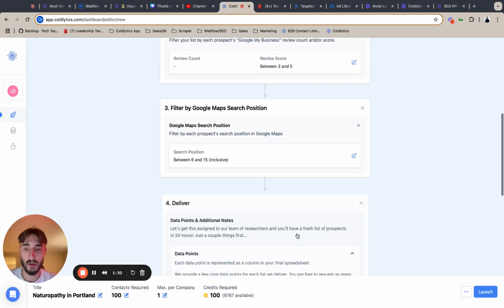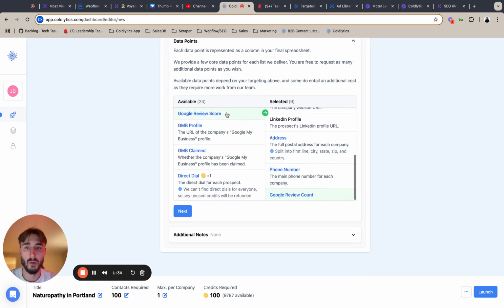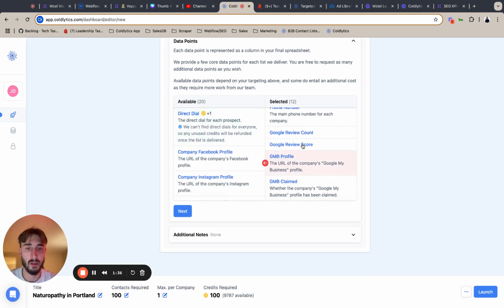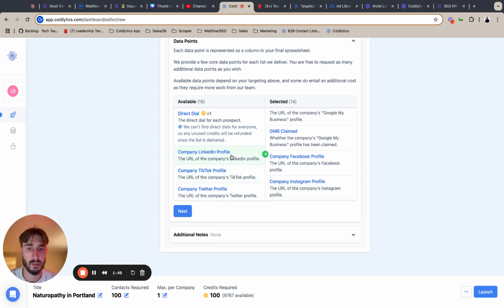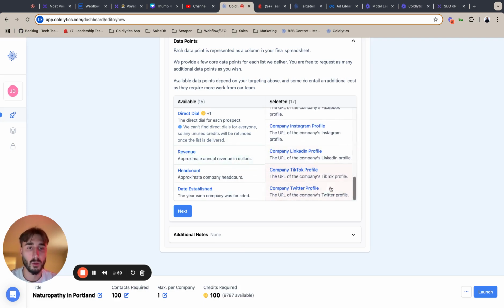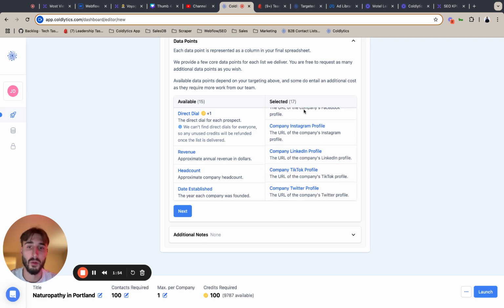So next, we're going to go to our deliver, reset all of these. You want to add all the Google ones. Great intent metrics here. We're going to skip direct dial as we're already getting direct email, and email is more professional when you're selling something. Social media profile is good insight on where they're spending their marketing money. You can infer a lot from that.